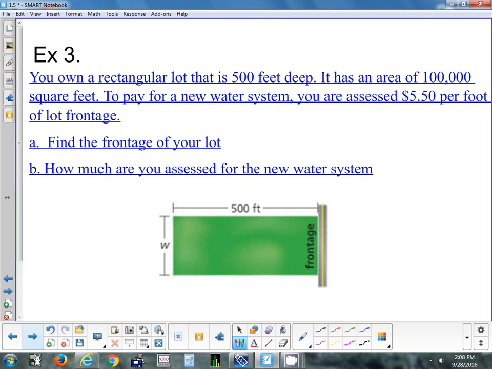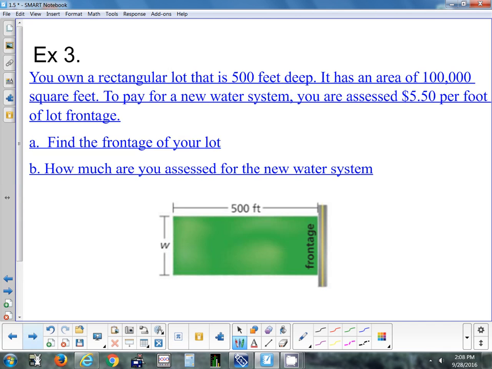All right. So, Mr. Roy, you want me to do this one, or you want to? All right. So, example 3, it says we own a rectangular lot. That's like your yard. It's the property you own. And it tells us that your yard is 500 feet deep. That's pretty deep. And we have an area of 100,000 square feet in our yard. You don't have to copy that down. It's already on your notes for you with the diagram.